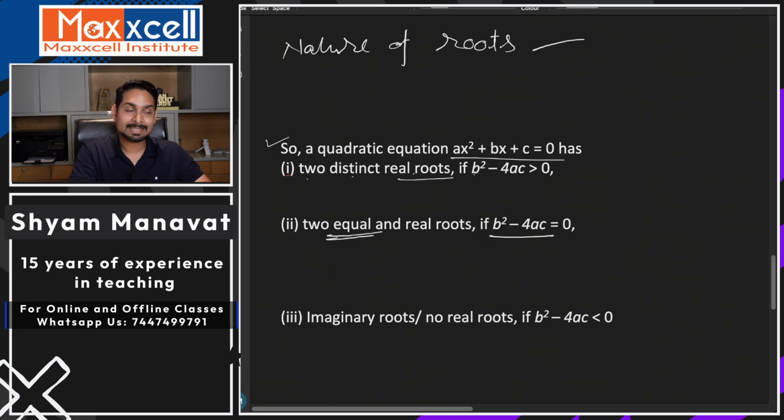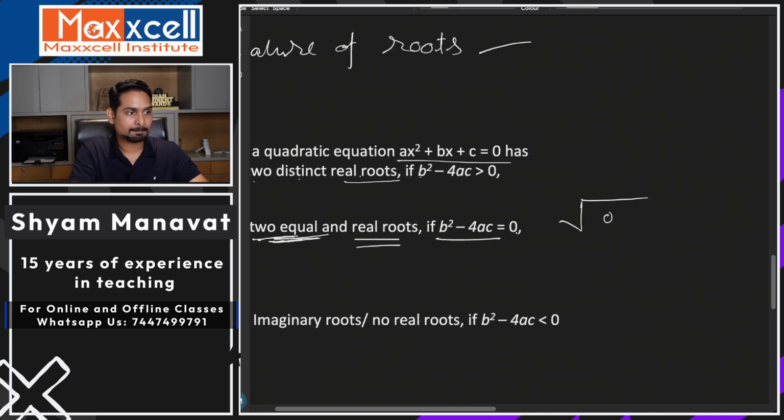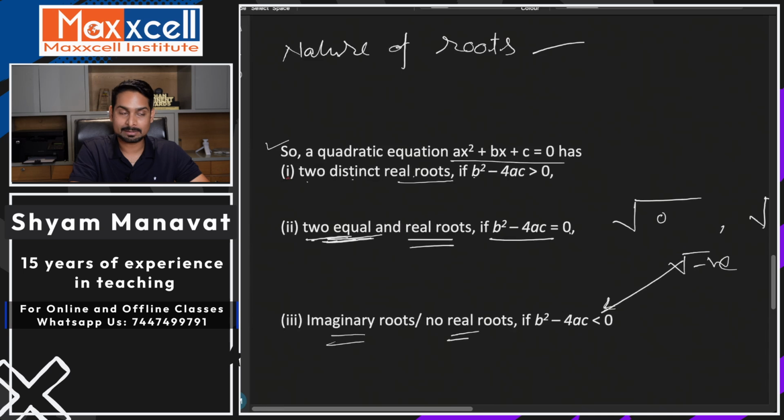So when b square minus 4ac is equal to 0, you get two equal and real roots. It has to be real, right? Because if it is 0, it is not negative, and if it is not negative, it is real. Under the square root, if it is 0 or positive, in both cases what you don't have is the negative. For negative, less than 0, you get what? Imaginary or no real roots.